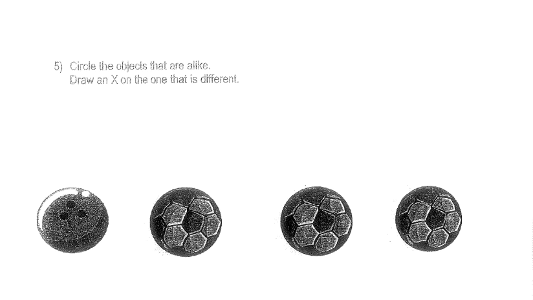Number 5, circle the objects that are alike. Draw an X on the one that is different. Once again, circle the objects that are alike, looking at the balls, and then you're going to put an X on the one that's different.